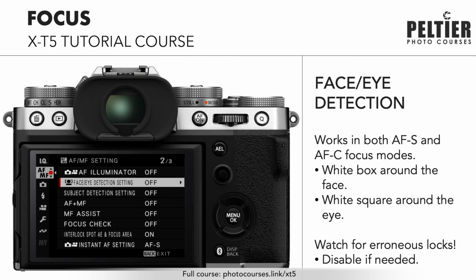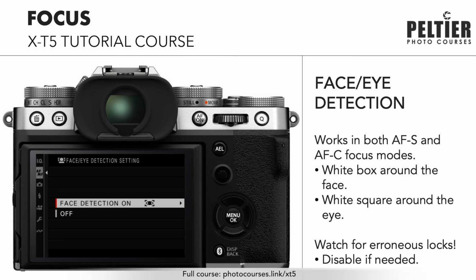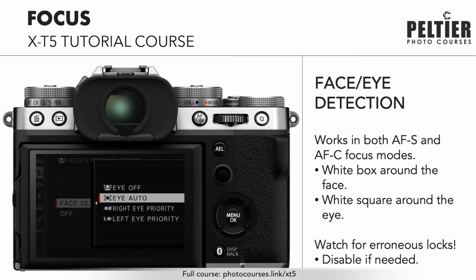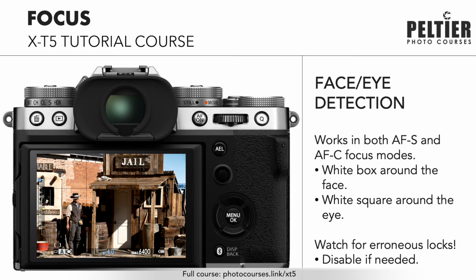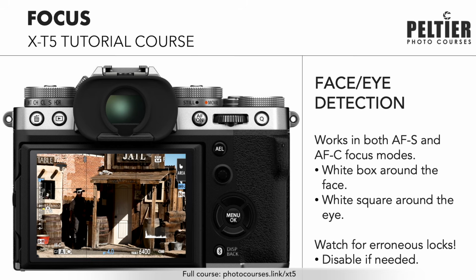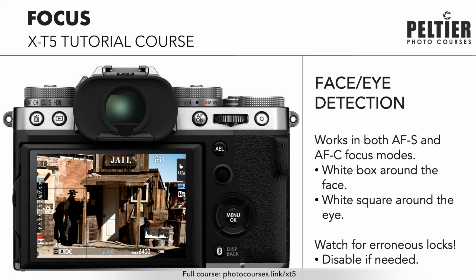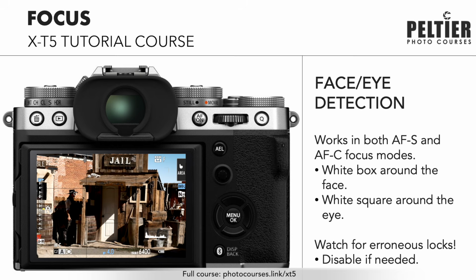If face and eye detection is set to anything but off, and the camera recognizes a face or eye, you'll see a white box around that face or eye. If it's set to eye detection but sees only a face, it'll still put a box around the face. Once it sees an eye, it'll put a box around the eye. Once you command autofocus, it will use that face or eye to focus. This works in both single shot and continuous autofocus modes. Just be aware of erroneous locks. Sometimes the camera detects a face or eye that is not there, and it can throw off your focus. I like to keep face and eye detection off unless I know that I'm photographing people.